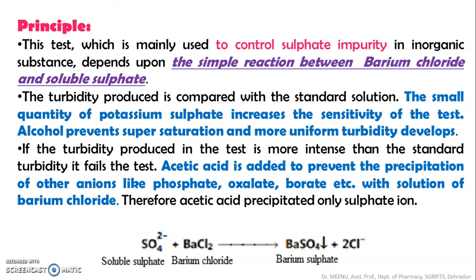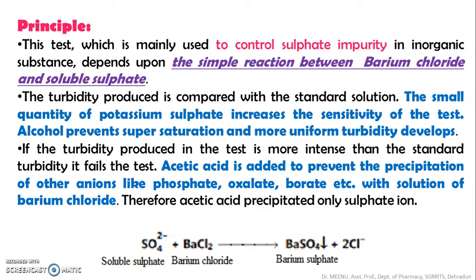So the principle behind this limit test for sulfate. This test, which is mainly used to control the sulfate impurity in organic substances, depends upon the simple reaction between barium chloride and soluble sulfate. The turbidity produced is compared with the standard solution. A small quantity of potassium sulfate increases the sensitivity of this test. Alcohol prevents supersaturation and a more uniform turbidity develops.